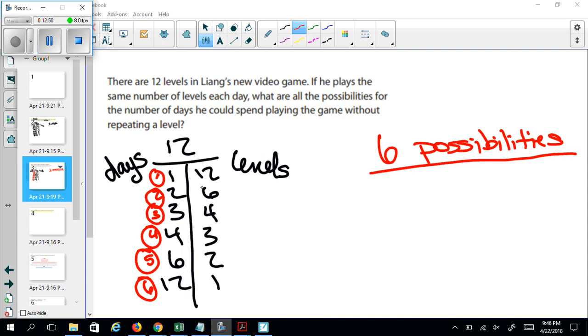In 2 days I can do 6 levels. In 3 days I can do 4 levels. In 4 days I can do 3 levels. In 6 days I can do 2 levels, or in 12 days I can do 1 level, excuse me. And there's just different ways that we can arrange it. 6 different possibilities that we can accomplish the same task. And now, guys, we're going to go on to my favorite subject, which is prime and composite.